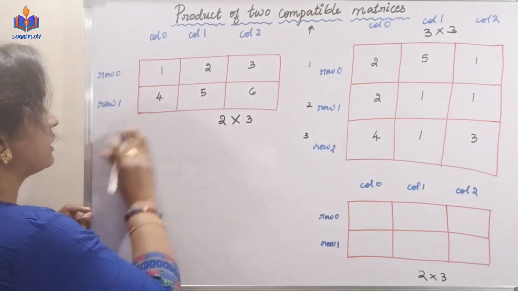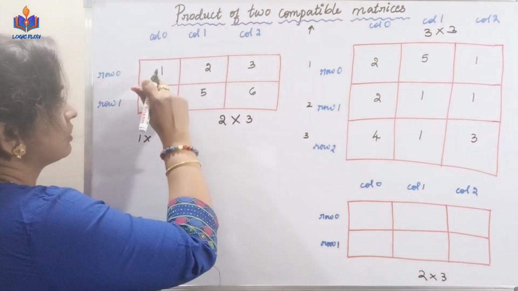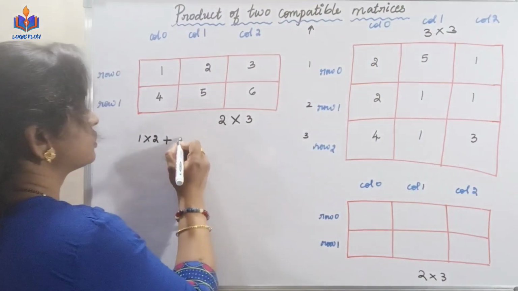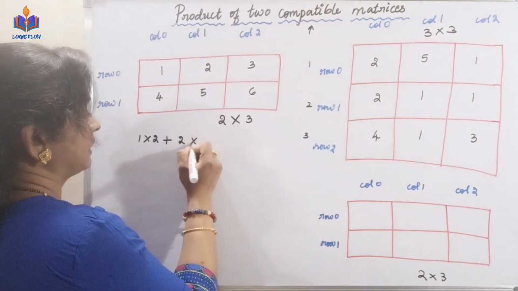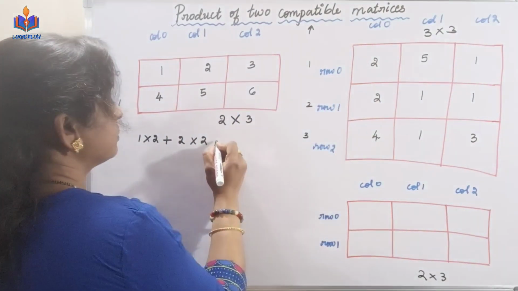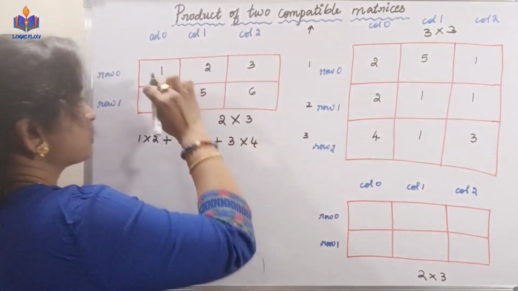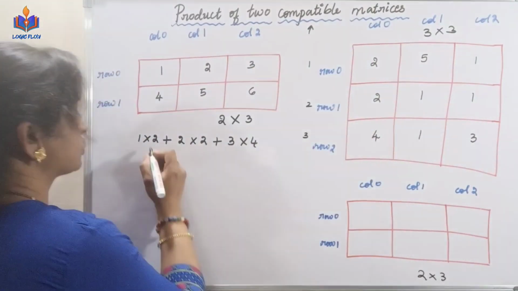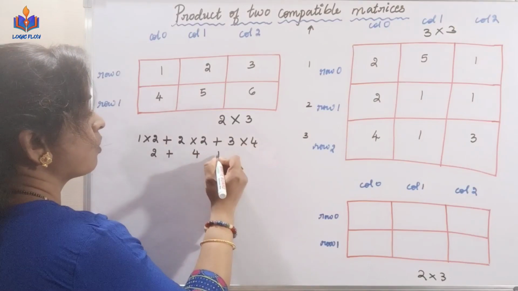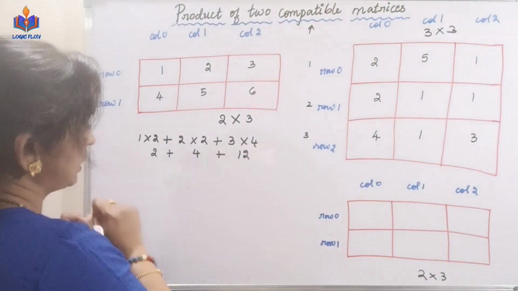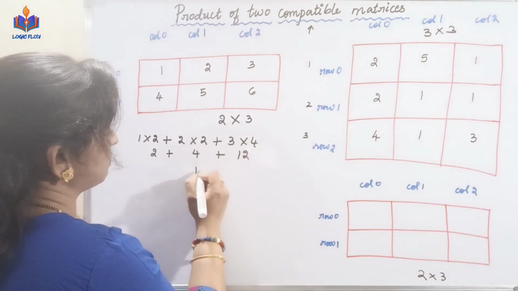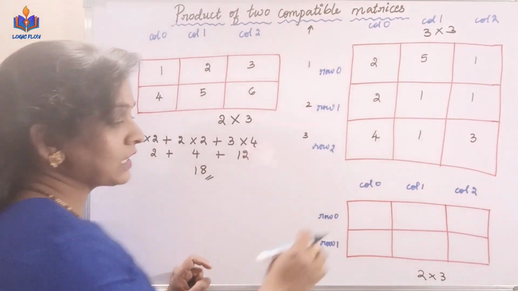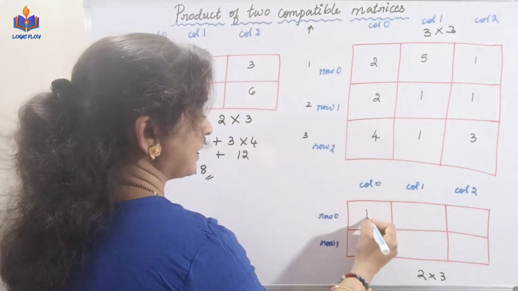So I have to say it is 1 into 2 plus 2 into 2. I can just do like this also, plus 3 into 4. So it is 1 into 2 plus 2 into 2 plus 3 into 4. So it is 2 plus 4 plus 12. How much? It is 12 plus 4, it is 16. 16 plus 2, it is 18. So this is the first value I am going to get, and I am going to store it in the resultant matrix. So here I'll get 18.